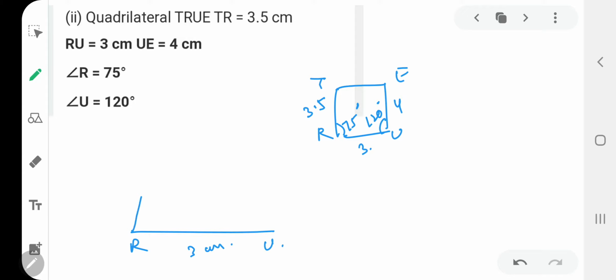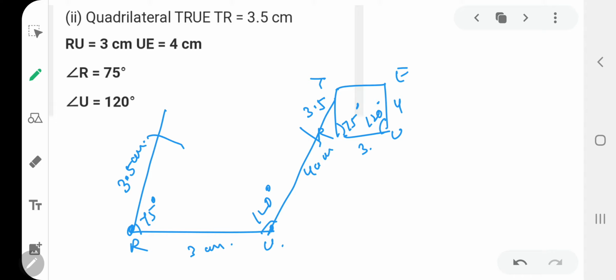On R you can mark 75, and on U you can mark 120 degrees. Again on R, take your compass and make an arc of 3.5 centimeter. And on U make an arc of 4 centimeter and join these points. That is your T, R, U, and this will be E. So this is your required structure.